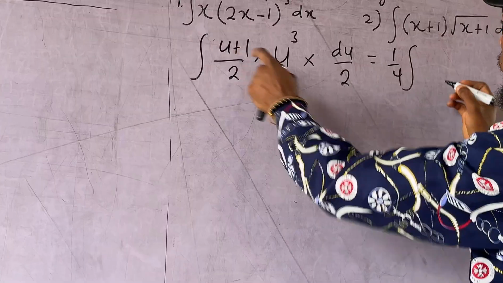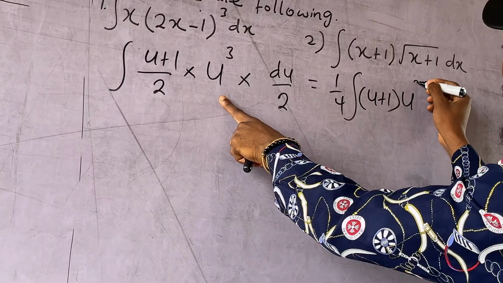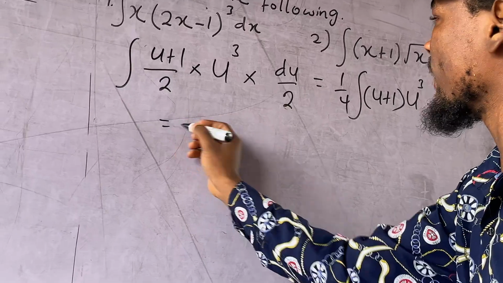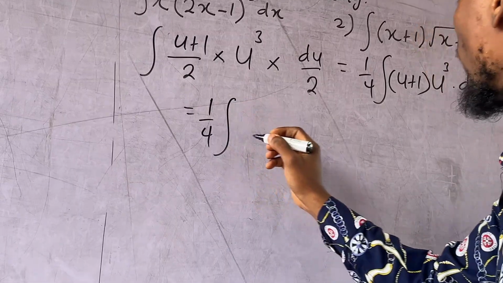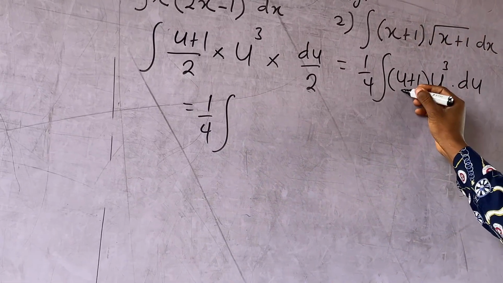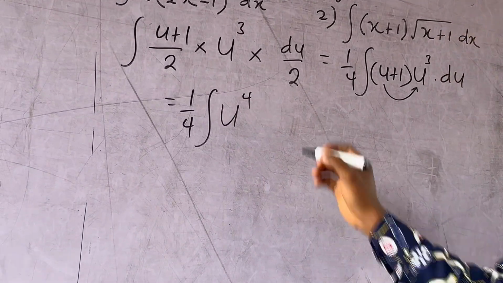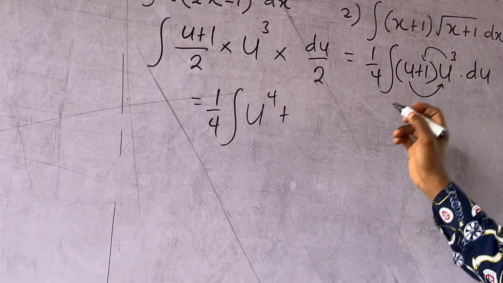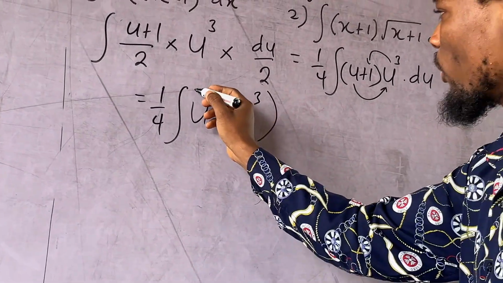So therefore I have u plus 1 multiplying u to the power 3 times my du. So this is the same as 1 over 4 and the integral of u times u to the power 3, which is u to the power 4, then plus u to the power 3 times 1, which gives u to the power 3. Do you get it that way? And we are integrating this with respect to u, right?